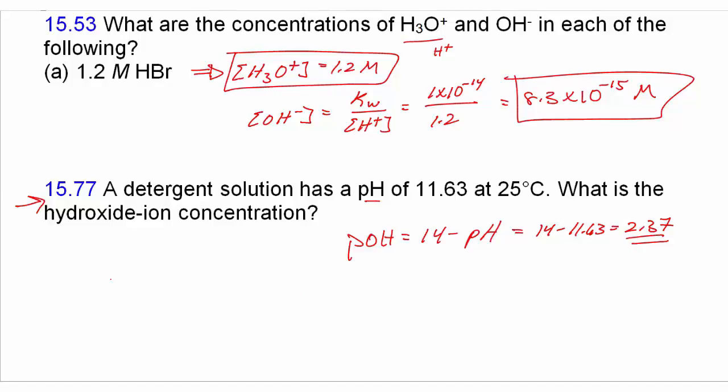And remember, 10 to the negative pOH is the hydroxide concentration. So 2.37, make it negative, shift 10 to the x, 4.27 times 10 to the negative 3.